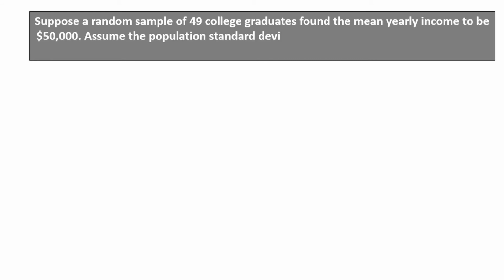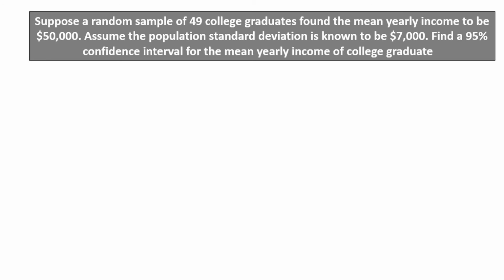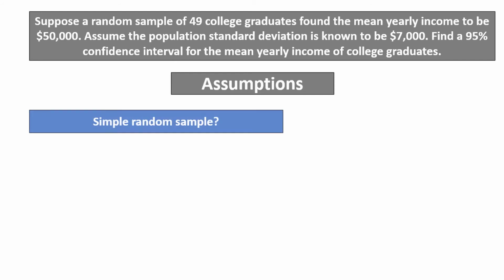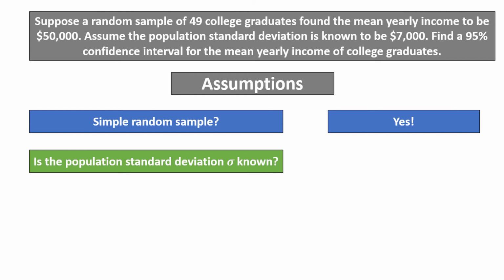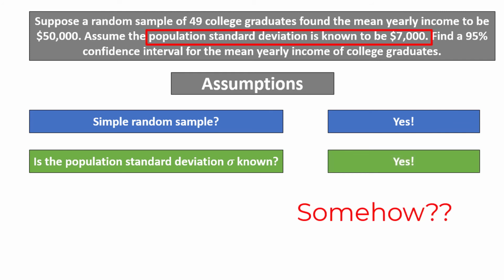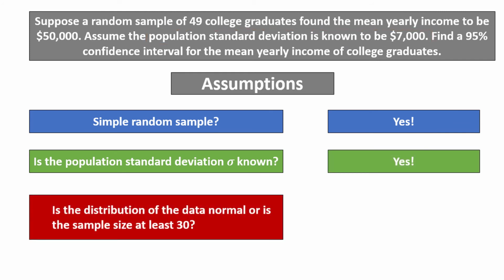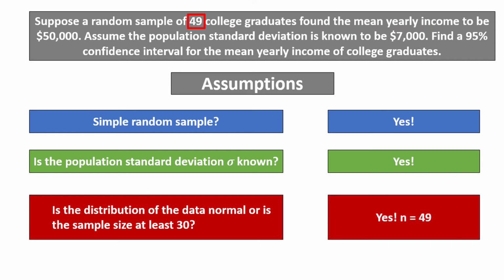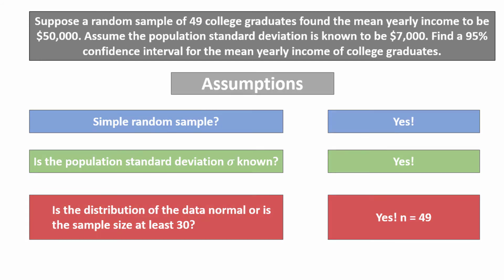Suppose a random sample of 49 college graduates found the mean yearly income to be $50,000. Assume the population standard deviation is known to be $7,000. Find a 95% confidence interval for the mean yearly income of college graduates. The first thing to do is to check our assumptions. Do we have a simple random sample? Yes, we do. Do we know the population standard deviation? Yes, indeed we do. Is the population normal, or is the sample size at least 30? Yes, we have a sample size of 49. We have met all three assumptions, so we can move forward with the confidence interval.